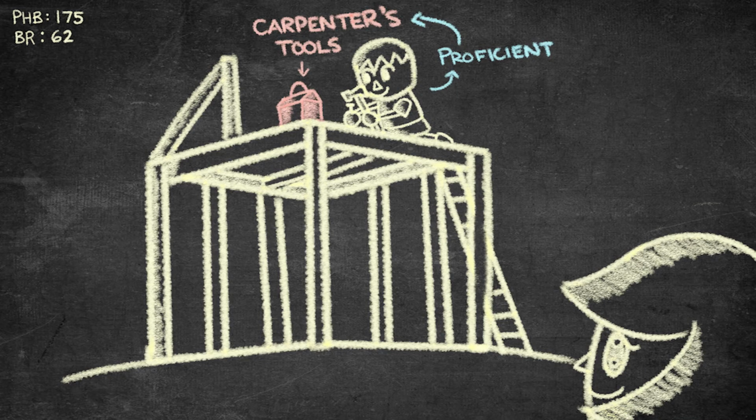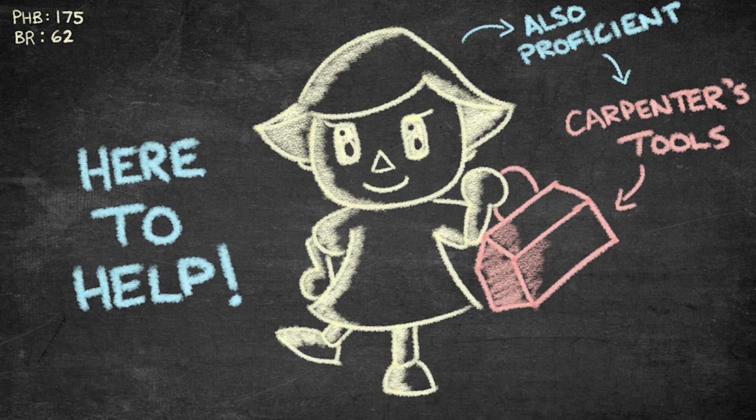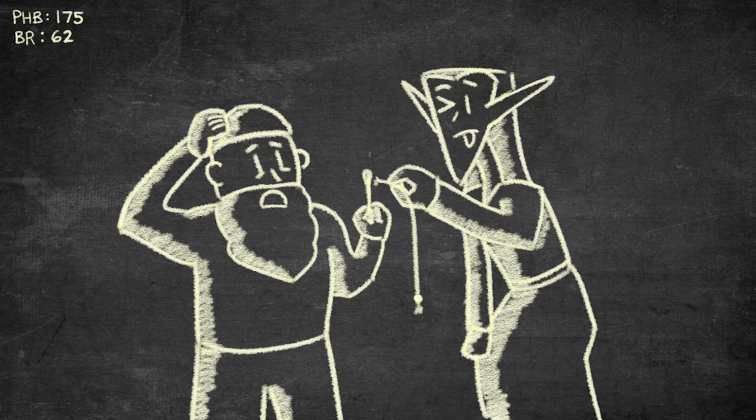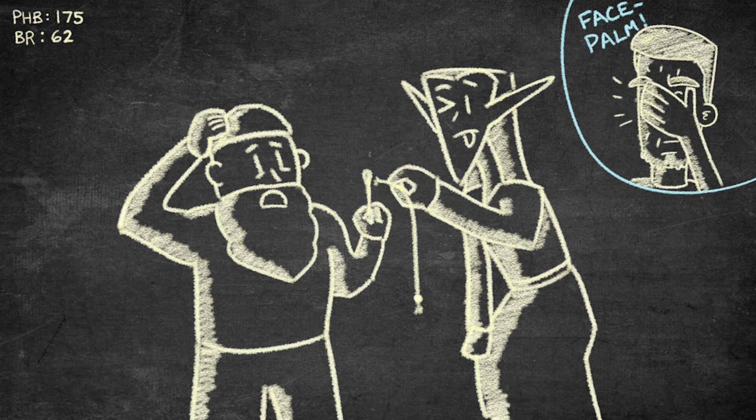In order to help someone in this manner, you have to meet two requirements. Firstly, the helper must be capable of completing the same task on their own. For example, if someone is building a house using their proficiency with carpenter's tools, the person helping would also need to have proficiency with carpenter's tools. The second requirement is that having another person needs to actually be helpful. If the task is threading a needle, it's not really helpful to have a second person, but that might be up to the DM's discretion.